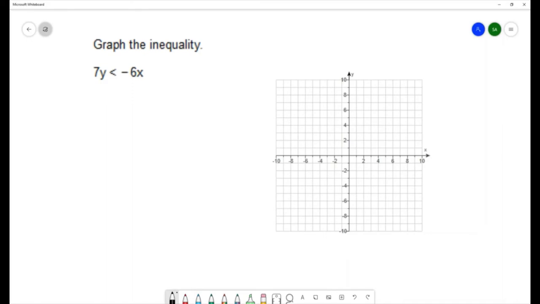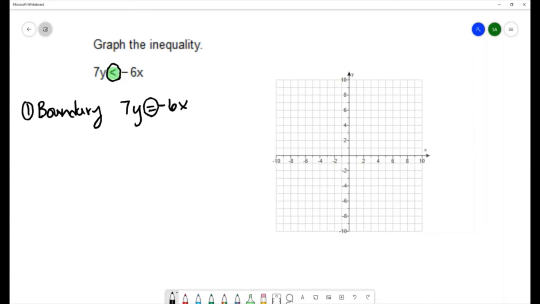So the boundary will be an equation which replaces this inequality symbol with an equal sign. That's 7y equals negative 6x. And then you need to decide whether the boundary will be included as part of the solutions. Now, looking at our inequality, we have a less than, no equal to, and our boundary is an equal to. So that means that our boundary is not included as part of the solutions.